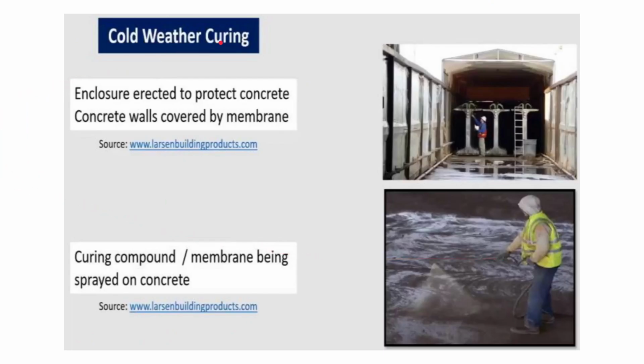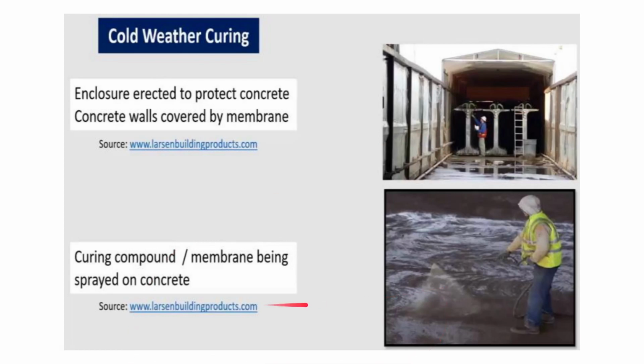So for cold weather concreting, these are some of the live examples they have done. Here an enclosure has been given. As you can see, it has been erected, and this allows the protection of concrete. The concrete walls are covered by membrane. As you can see here, the walls have been covered by membrane, and some enclosure has also been provided to protect it, in an erected format.